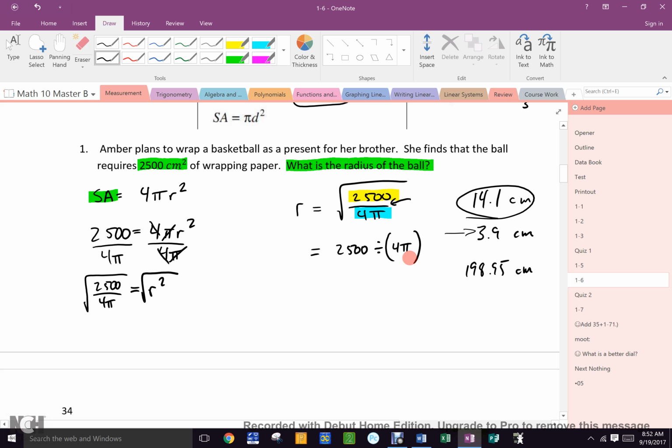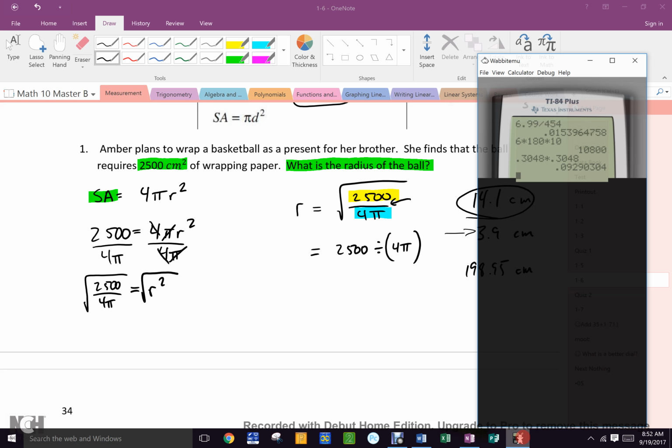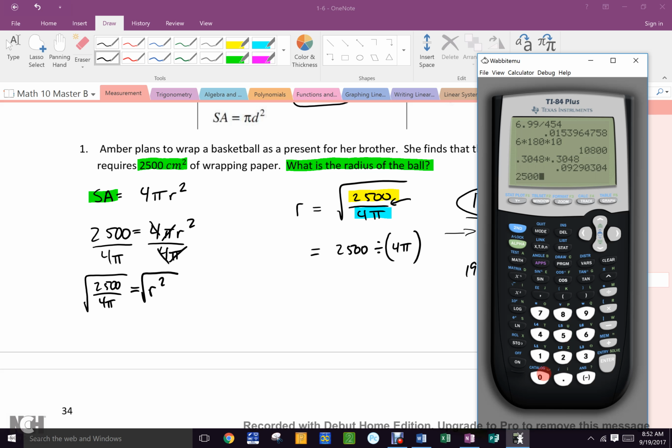You guys probably haven't used your brackets a lot on your calculator up to grade 10. You're going to use them all the time. So get familiar with them. So to get this to go into your calculator, just the bottom here, you're going to need to do 2,500 divided by bracket. Now my calculator, I don't have to push 4 times pi. I can just go 4 pi. But a great many of you might have to push 4 times pi. Then I close the brackets. There's the 198. Yeah? Okay.